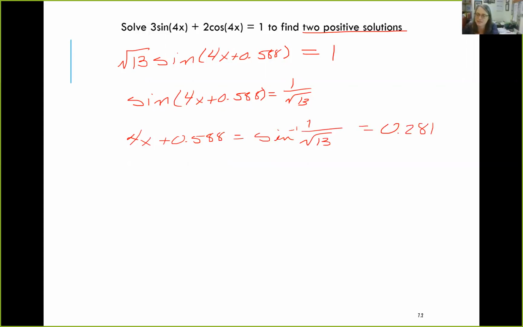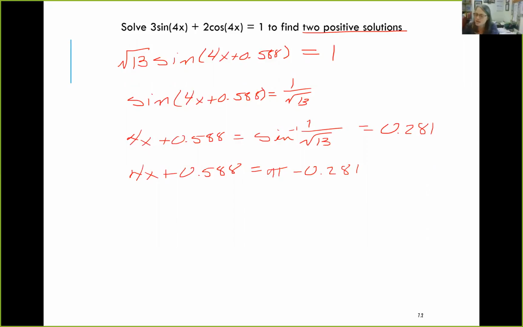That is not going to give you a positive x. So how do you find another solution? Well, remember that we've got some symmetry going on. We're looking for the sine function. So by symmetry, there is another solution at pi minus 0.281. Make sure you understand this. Look at your unit circle. Make sure this makes sense to you. If it does not, you need to get a hold of me.